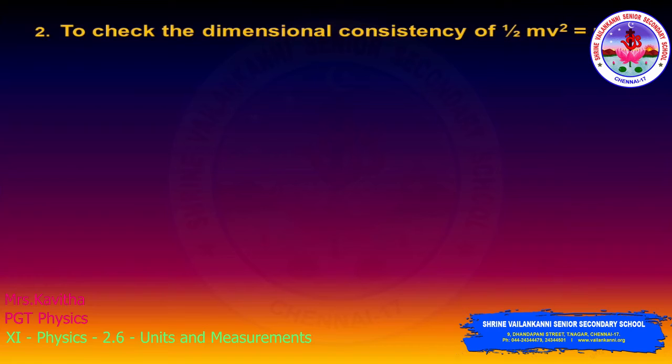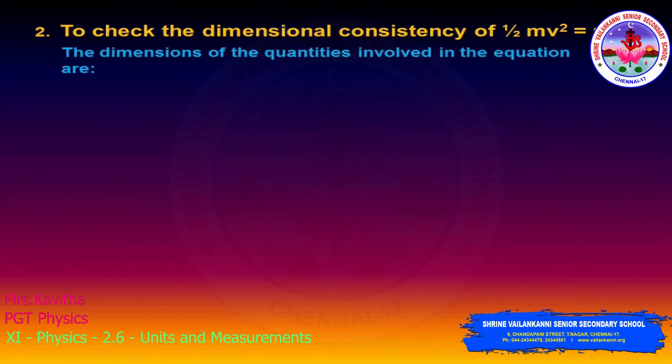So that is the first use, analysis to check dimensional consistency. For example, half mv square equals mgh. Like that, for various equations we can check that they are dimensionally correct. We can also check the relation tau equals I alpha, and all the formulae must satisfy dimensional consistency.